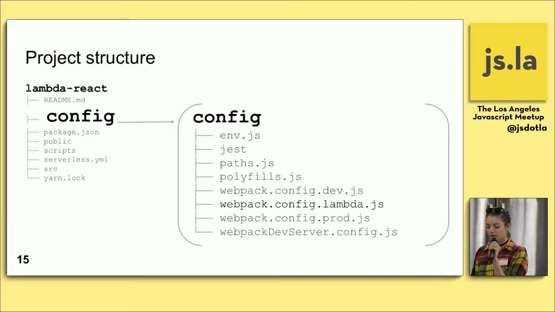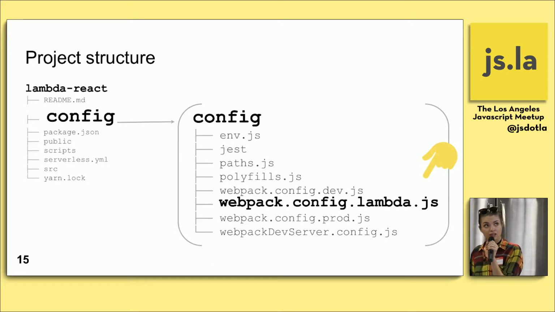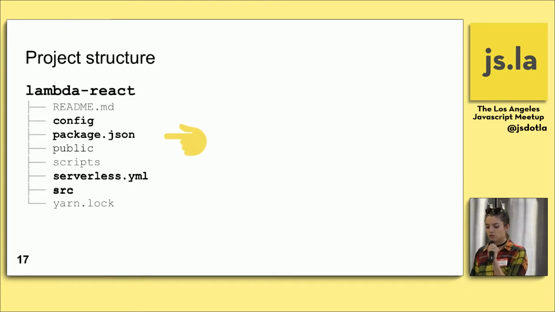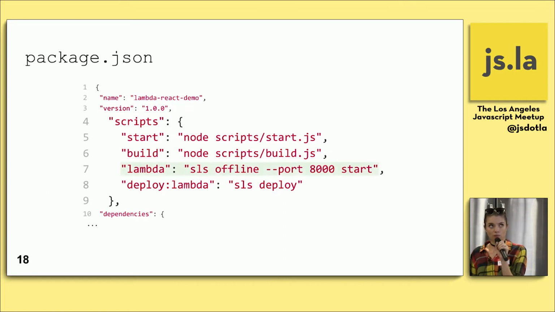In config, again, everything is done not by me, but by the Facebook React template. I just added this config for Lambda because we need to compile and transpile our code for running it on Node.js. That's basically what's going on in here. So just make sure that my code is going to compile to Node and will run with CommonJS. That's it. Then when we go to package.json, I just added a few scripts in there. I have one to run my Lambda locally to debug and test how that works, and another one to deploy it to AWS.